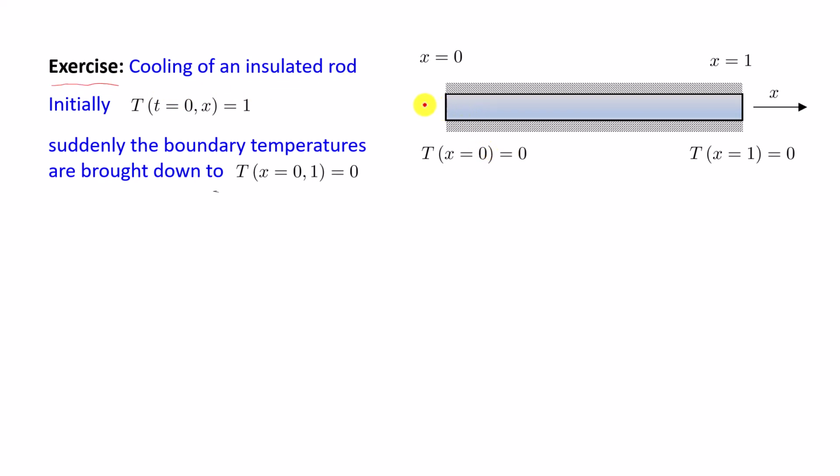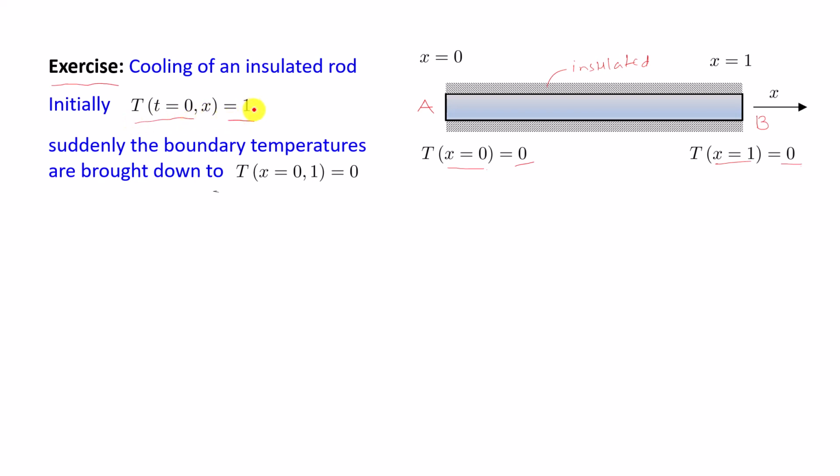So this is our insulated rod AB. The rod is insulated from the periphery. The rod has a length of 1, and at x equal to 0, the temperature is 0. At x equal to 1, the temperature is again 0. However, initially, the temperature of the rod was 1.